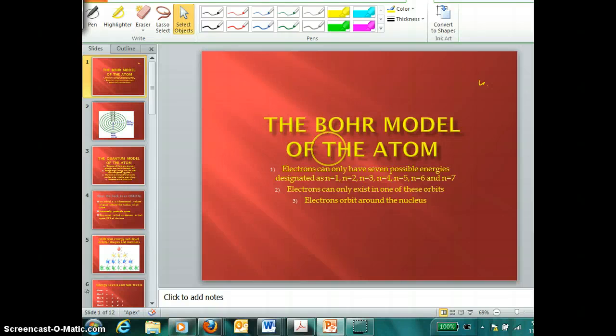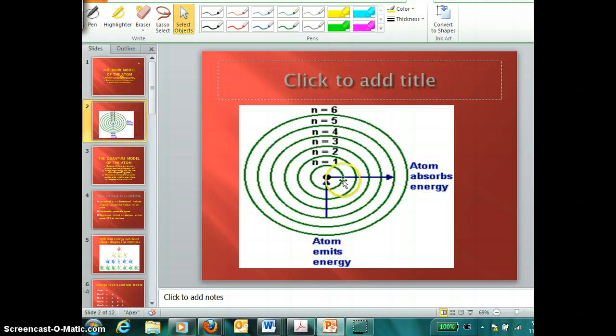Well, now, according to the Bohr model of the hydrogen atom, electrons can only exist in one of, well, Bohr thought 7, but actually we now know it was 7, but he thought 6 possible energies. And he designated those possibilities of energy as n equals 1, 2, 3, 4, 5, 6, and 7. We can visualize it this way.